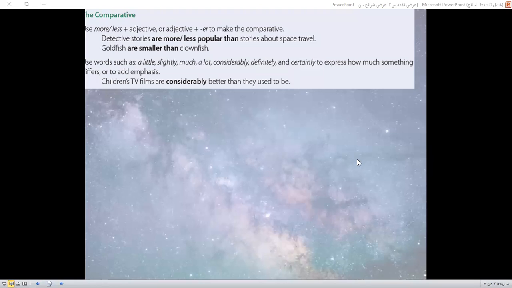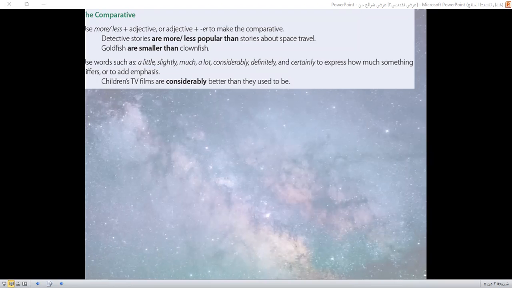This is the comparative. Do you know the meaning of comparative or comparing? What do you think the meaning is? Yes, thank you, Rahaf. When I compare between two things, I'm saying that something has an adjective more than the other one. Or when I compare between two people.